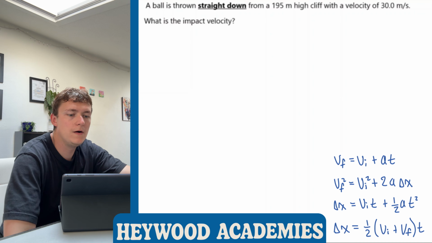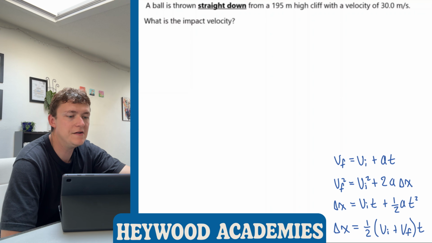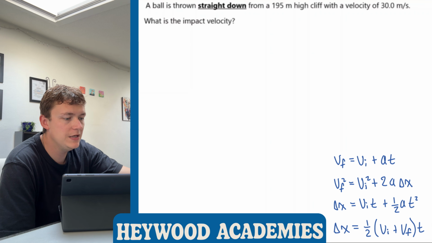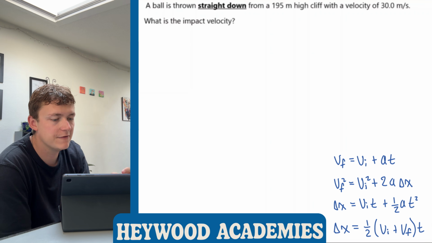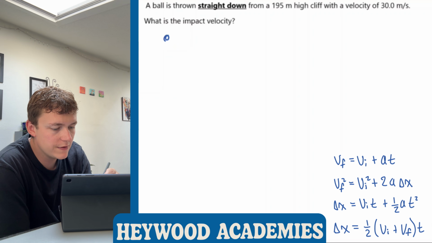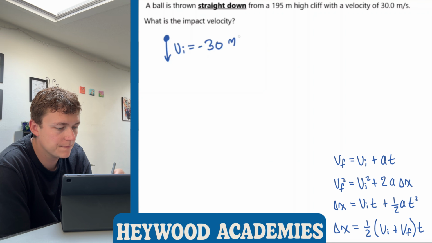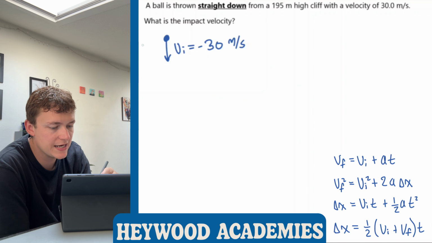Alright, so now we've got a ball that is thrown straight down from a cliff with a velocity of 30 meters per second, and they give us the height of the cliff. So let's draw this out. We've got an initial velocity this time, which looks like that. We'll say we're going down, so we'll say minus 30 meters per second.